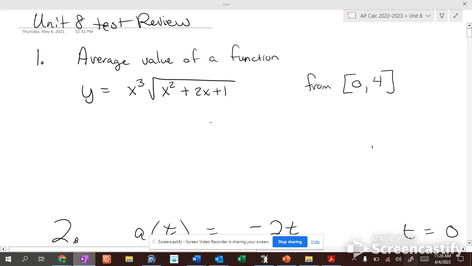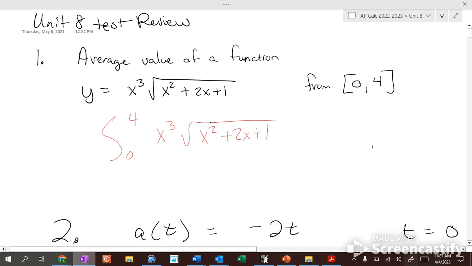Here we go. Average value of a function. If I want to find the average value of this function, what would you do? Integrate from 0 to 4. Integrate from 0 to 4 of this function. All right, that. Okay.